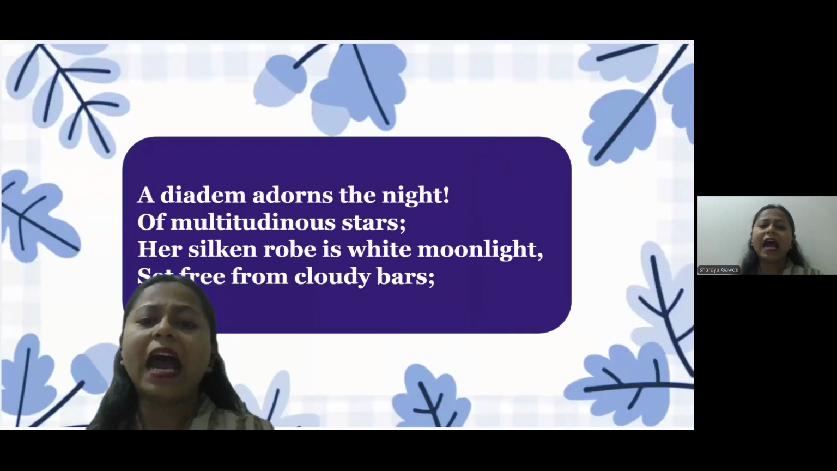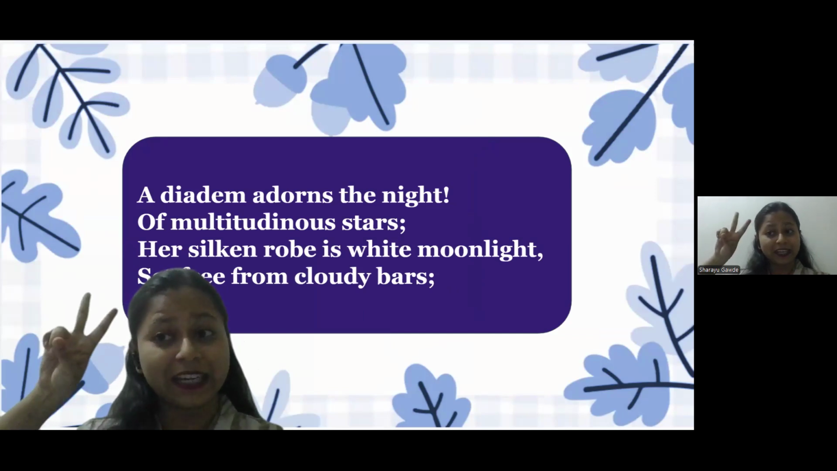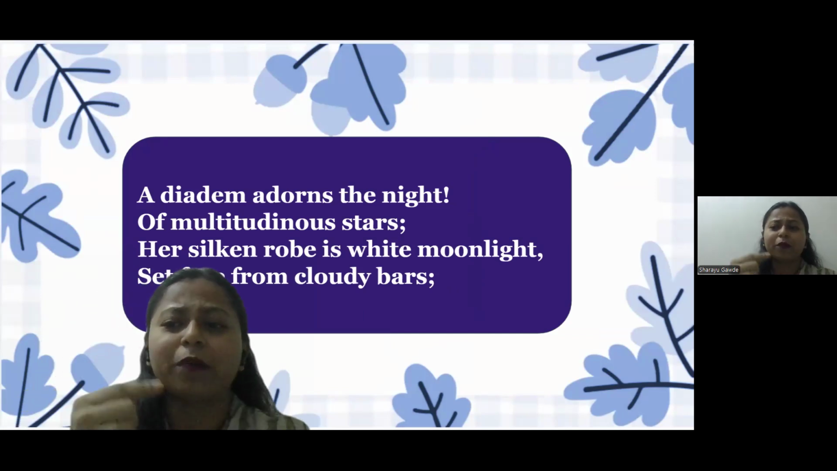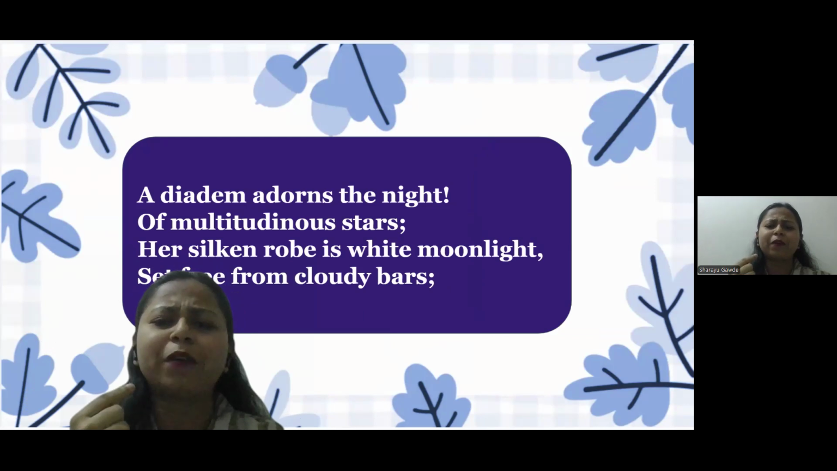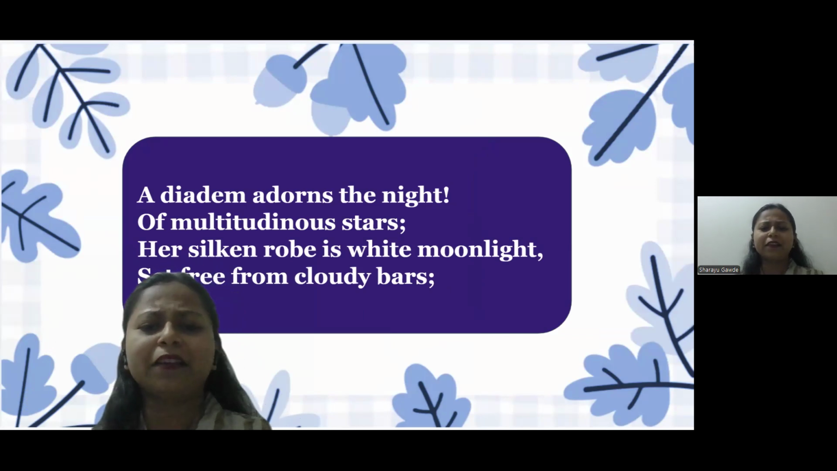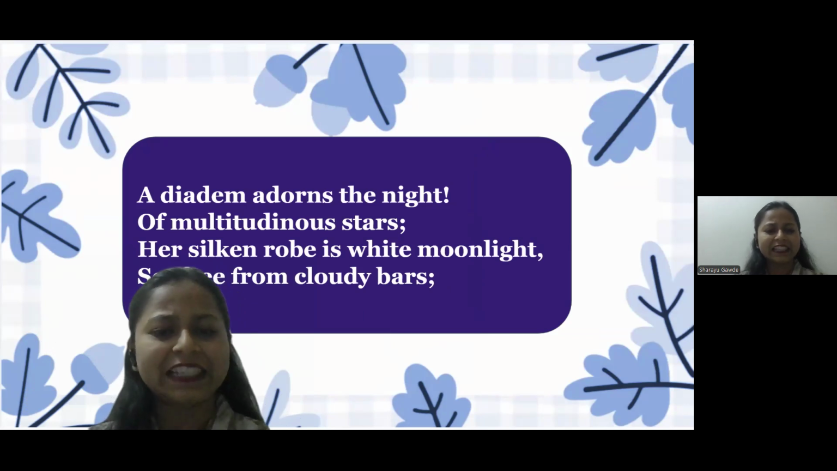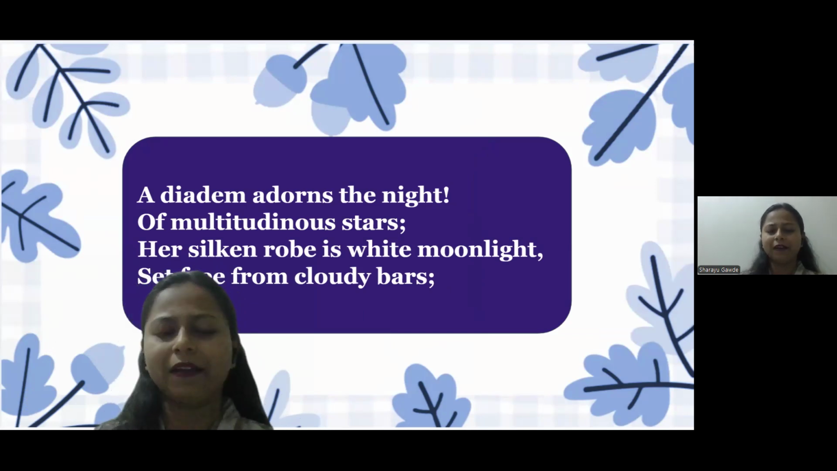Then a diadem adorns the night. Let's move to the second stanza, which talks more about the night. A diadem adorns the night of multitudinous stars. Her silken robe is white moonlight set free from cloudy bars.